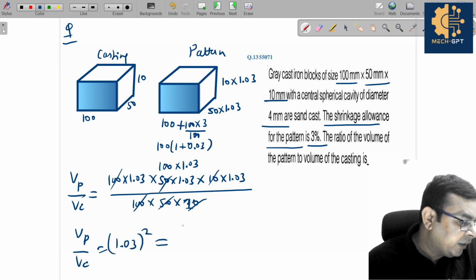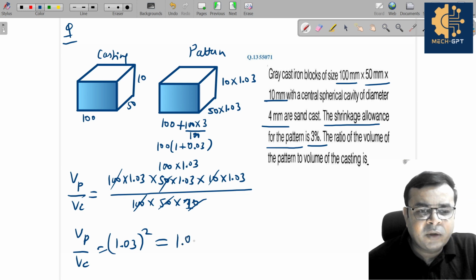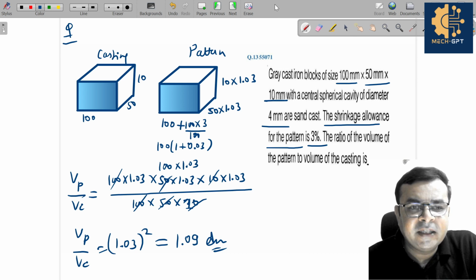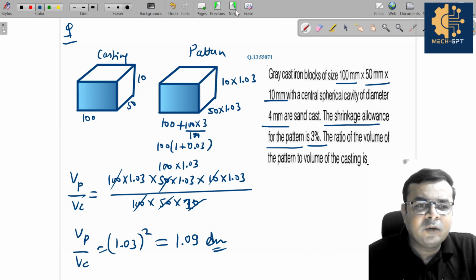And when you simplify this, you will get 1.09. This is the answer. The ratio of volume of pattern to the casting is 1.09.